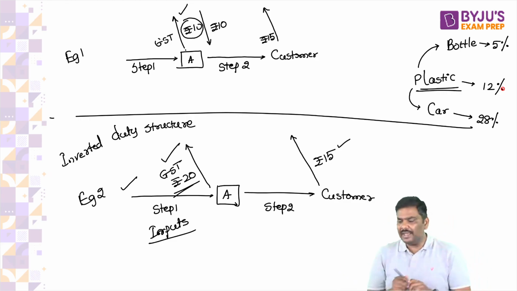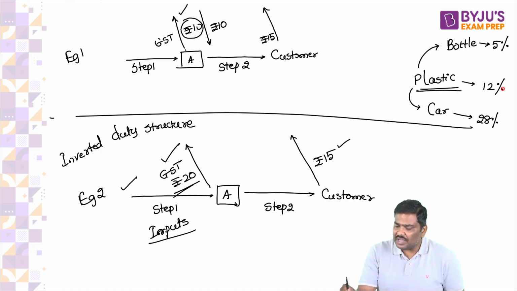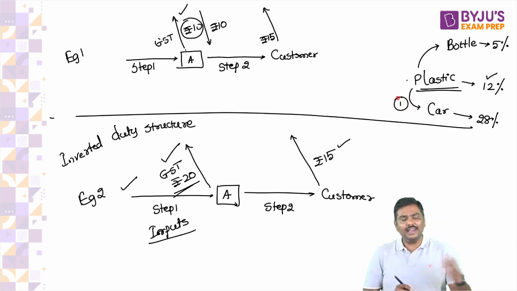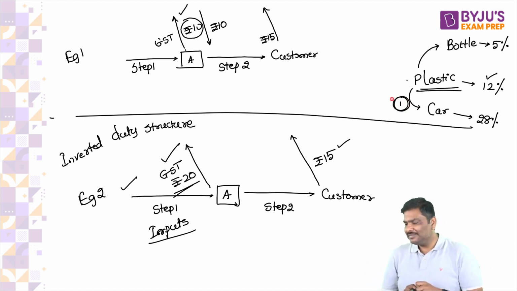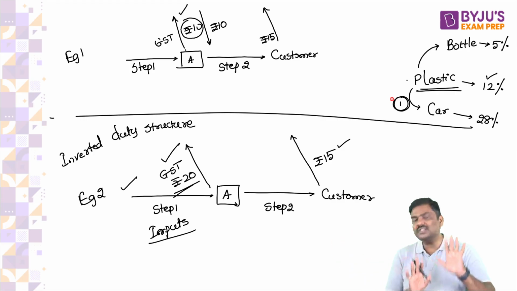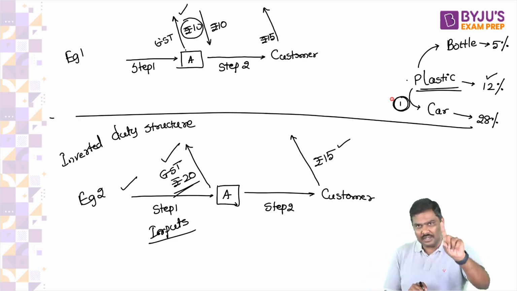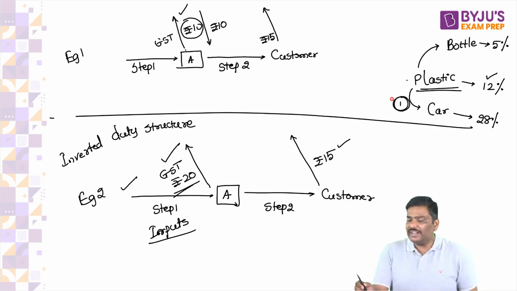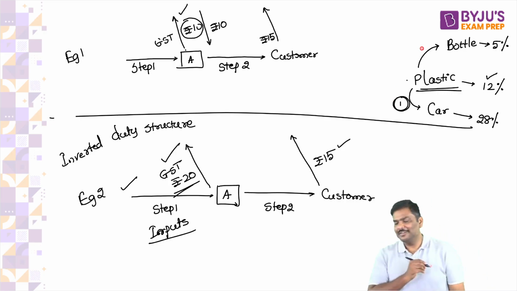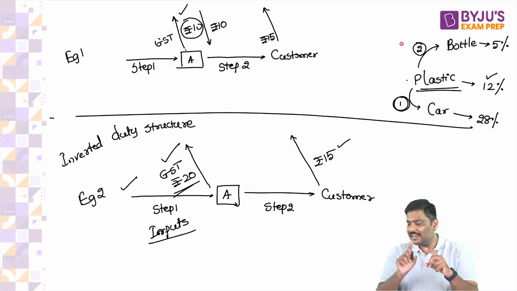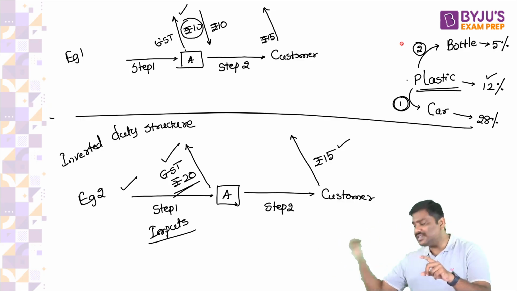Now, please tell me, if I take this combination, plastic plus car, can I say it is example 1? Again, don't literally calculate everything. Tell me, does it make sense or not? If I take plastic plus car as a combination, is it not example 1? And if I take plastic plus bottle, is it not example 2? This is what causes inverted duty structure.